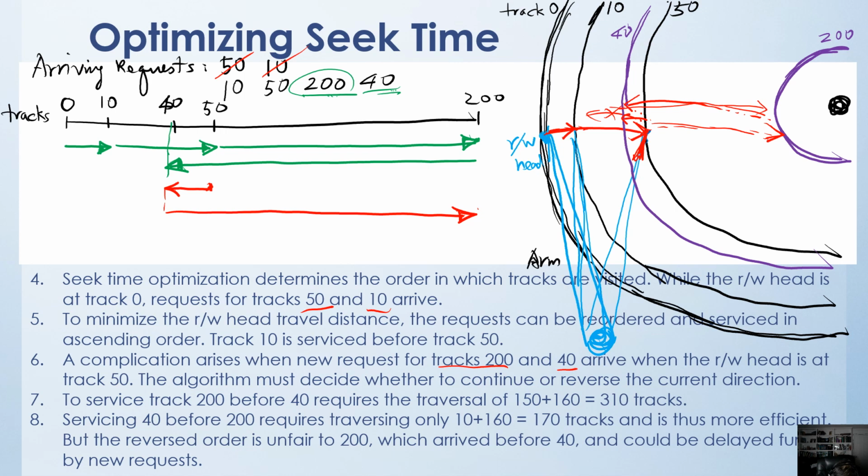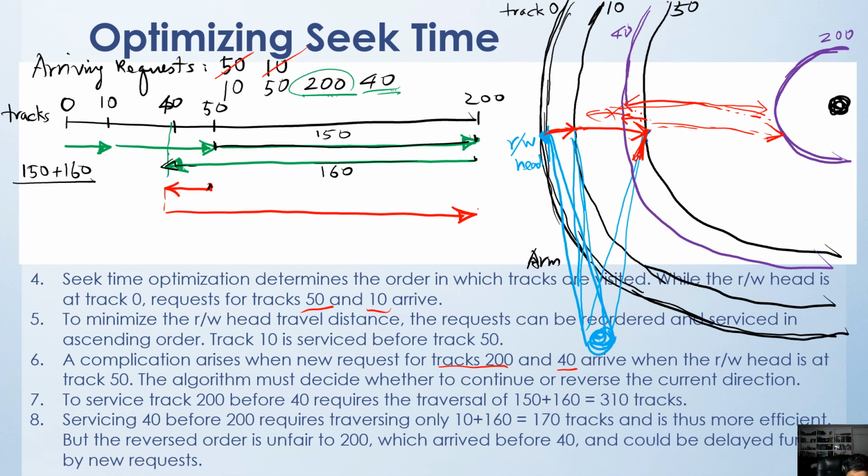Now it's clear that to service track 200 before 40 requires travel of, let's see, what's the travel distance? You're going to travel from 50 to 200, so that's 150, right? And then you're going to travel all the way from 200 back to 40, that's another 160, right? So the total travel distance is going to be 150 plus 160. Now, what's the other approach?